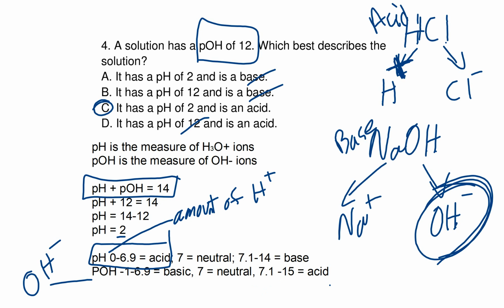But all you really need to know to answer this question is that pH plus pOH equals 14. Now it tells us that the pOH is 12. So if pH plus 12 equals 14, then 14 minus 12 is 2. The pH is 2. So the answer has to be A or C. And then we remember that any pH less than 7 is an acid. So the answer is C. It has a pH of 2 and is an acid.